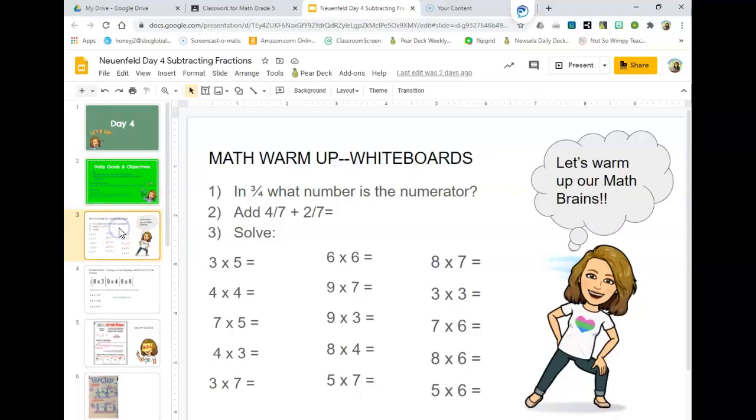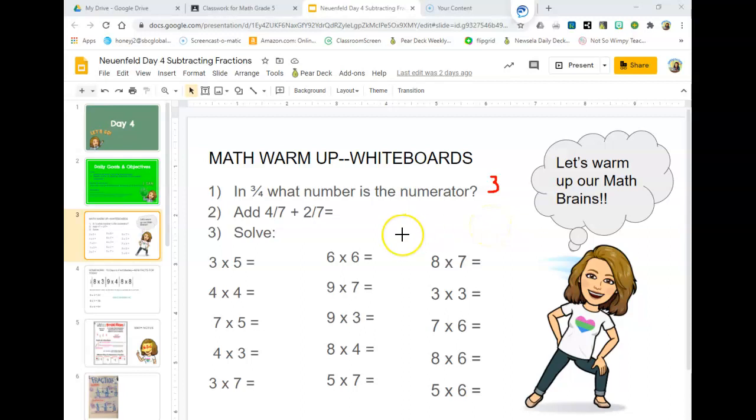All right, let's take a look at our morning warm-ups. In 3/4, what number is the numerator? Take a minute, pause this video, and solve number 1. Now that you've solved it, do you remember which number is the numerator? The numerator is the top part of the fraction. So if you said the number 3, you are correct.